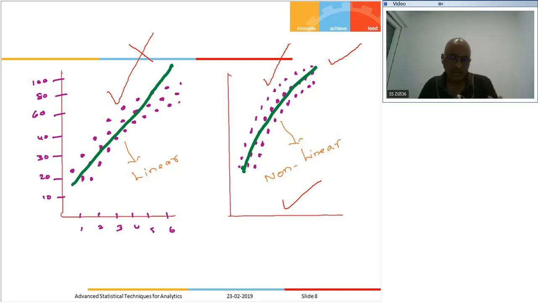I hope that it is clear, right? So it is our job. Correlation never helps us to say whether it is linear or non-linear. It is our job to find out whether it is linear or non-linear with the help of the concept called regression analysis. Now, how to do it?